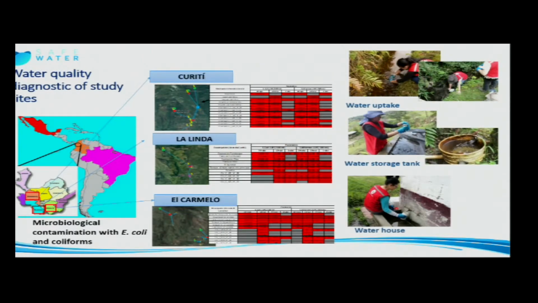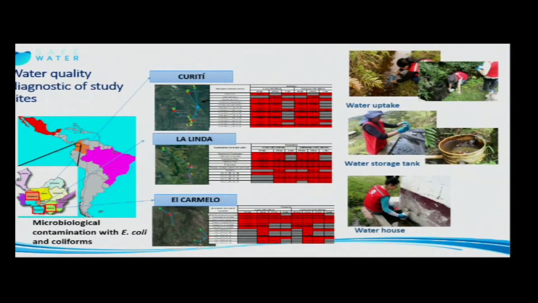In the Universidad de Antioquia, this is our department, located in Colombia. And in that place, we are evaluating the quality of the water of three communities, the communities that we are working with: Curity, La Linda, and El Carmelo. And in that place, we are evaluating the water of different places: the water uptake, the water storage tanks that the people in the community use, and the water of the house.